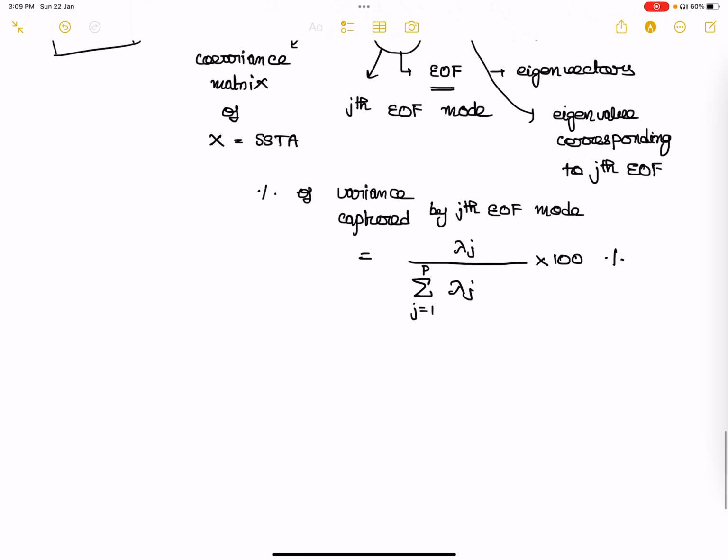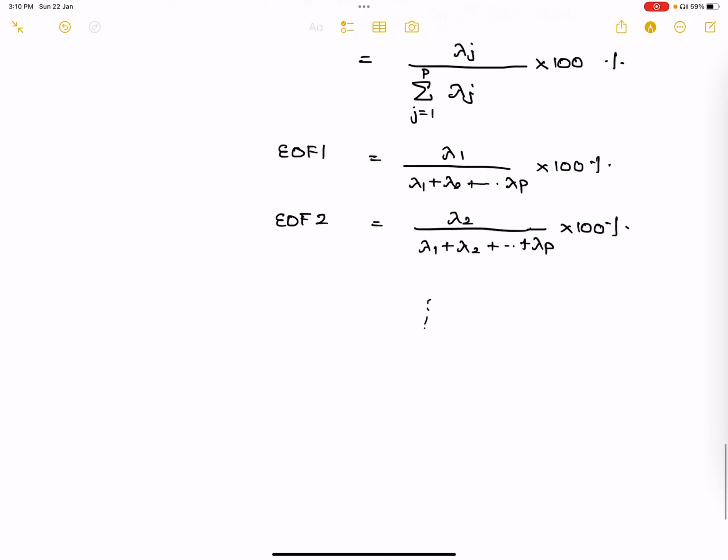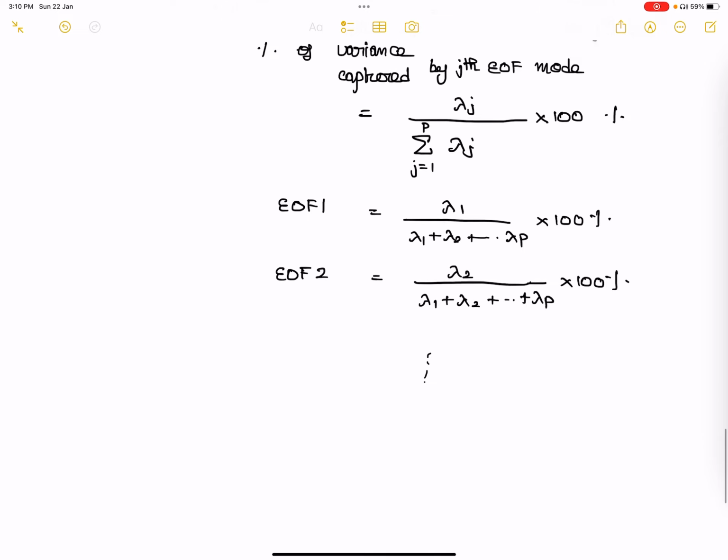That's all. Therefore, for EOF1, we have lambda 1 divided by lambda 1 plus lambda 2 and so on up to lambda p, times 100%. Similarly, for EOF2, it is lambda 2 divided by lambda 1 plus lambda 2, and so on up to lambda p, times 100%. And it goes on and so forth. So this is what we have got, the empirical orthogonal functions.